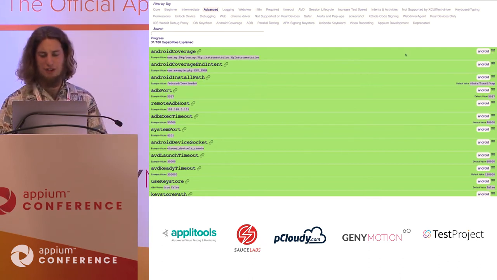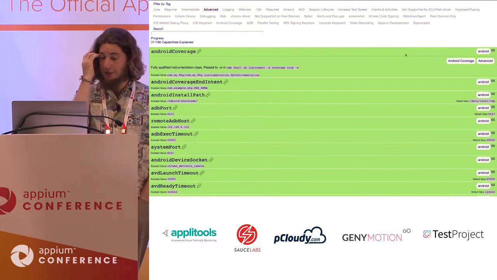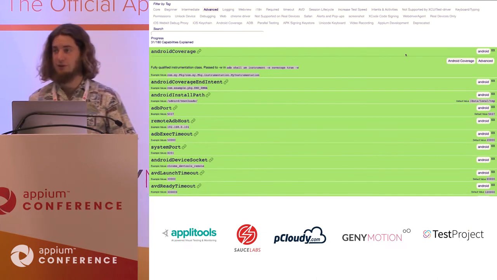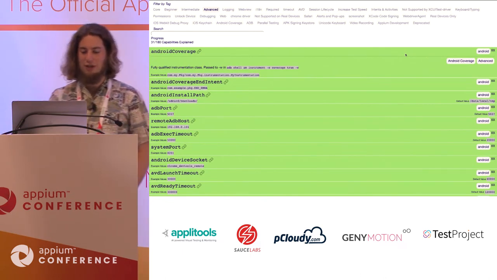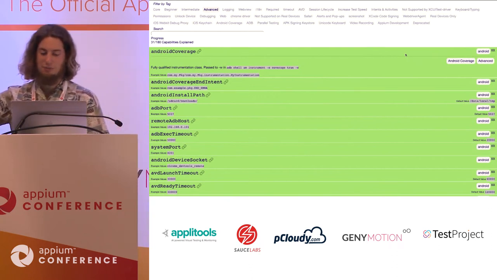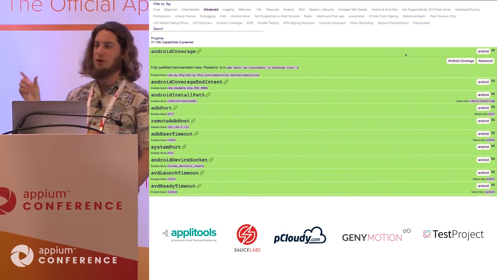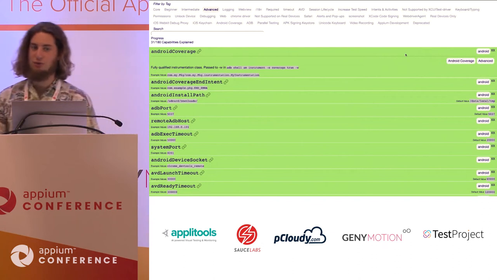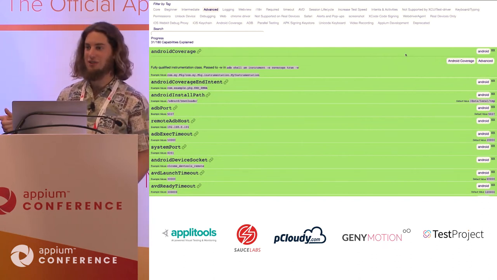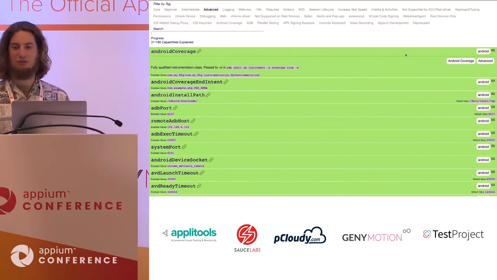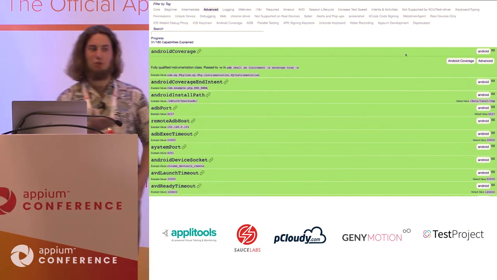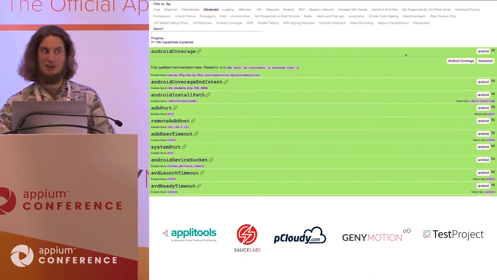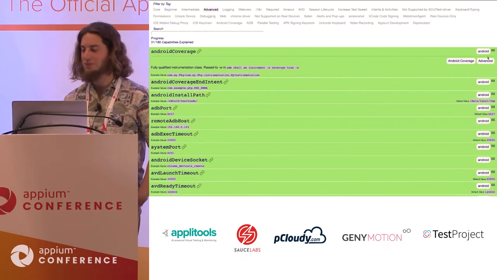Android coverage, this one's kind of interesting. You can do stuff to test your code coverage. I would look at the documentation for Android for this, but it says that in ADB you have a way for Android to catch all the code coverage for your app while you run your test. Afterwards, it gives you this code coverage file, and you can check which parts of your app, which code paths, were covered by your Appium test. It's pretty cool.